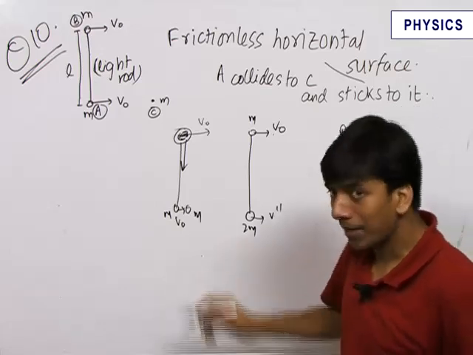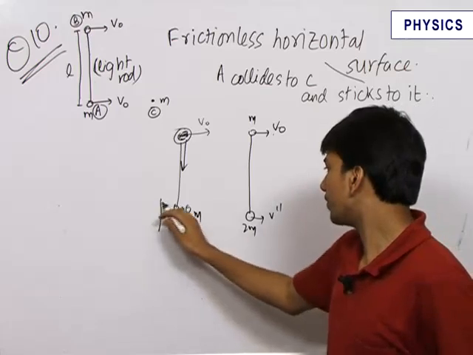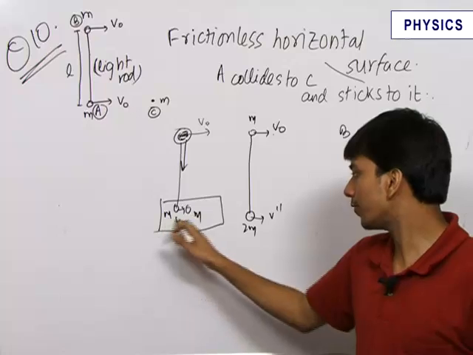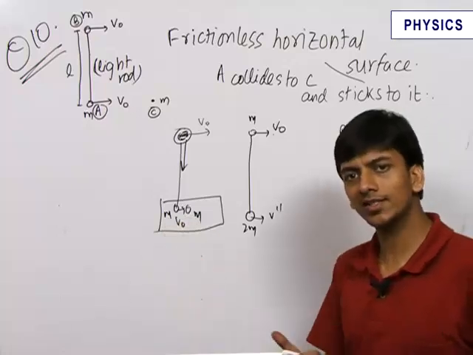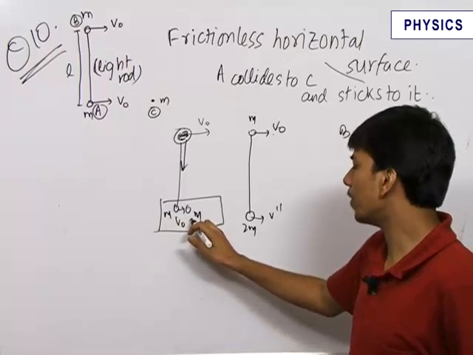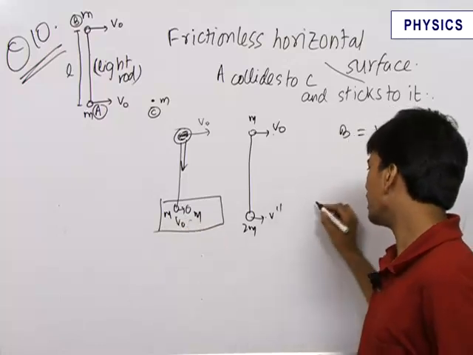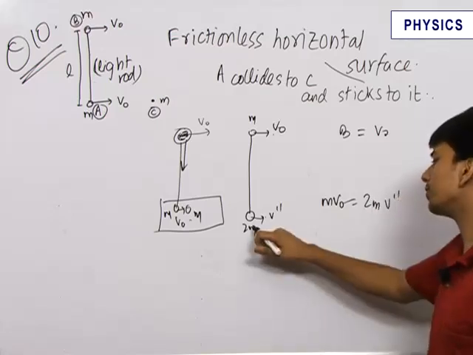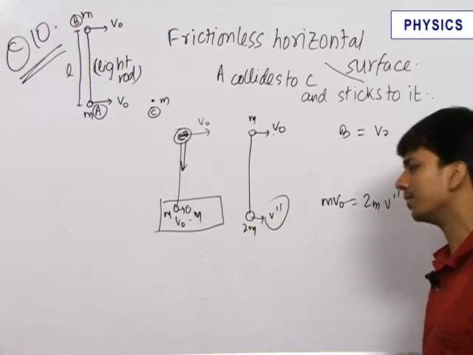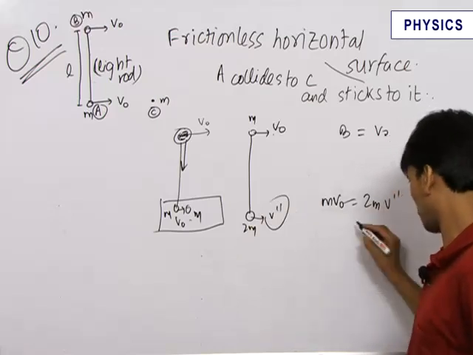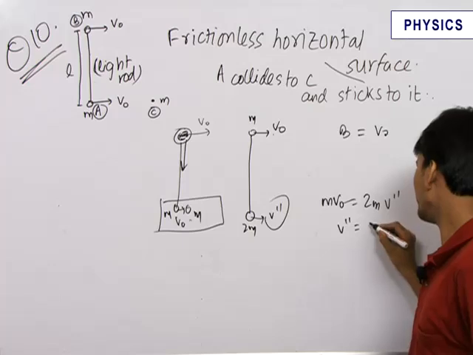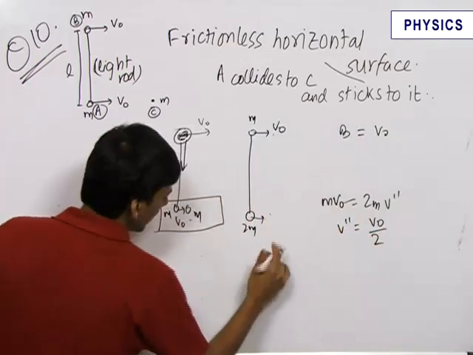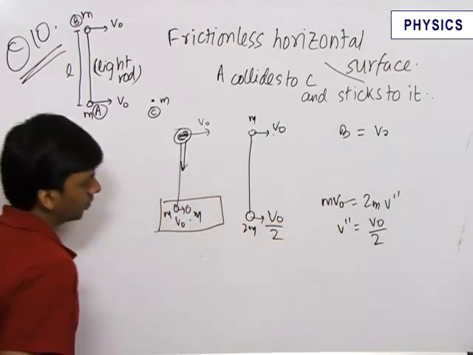Now, by applying the same logic on the system of A and C, the net external force acting on the system of A and C in the horizontal direction is 0, due to which the momentum of this system has to remain conserved. Therefore we can write mv0 is equal to 2m v double dash. When both of them stick together, they move with the same velocity v double dash. So v double dash comes out to be v0 upon 2.